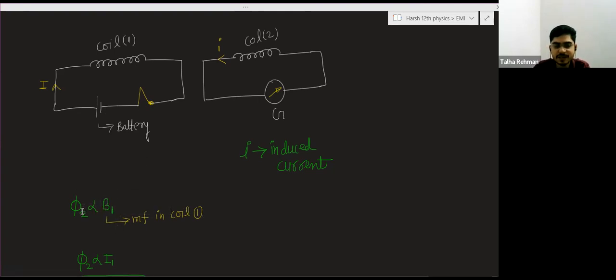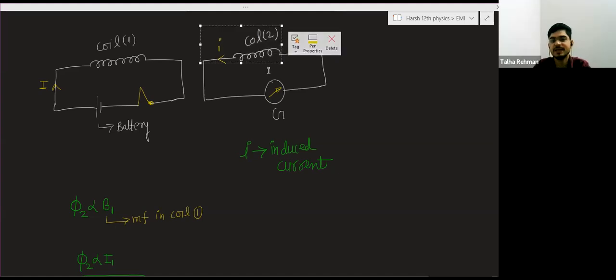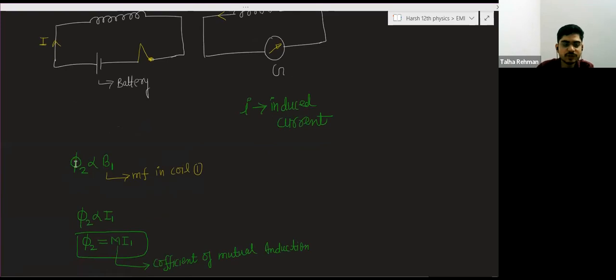And if the magnetic field is increasing in coil 1, this magnetic field will be here also. Magnetic field lines due to this coil will be here also. So as the magnetic field is increasing, the magnetic flux in the second coil will also increase. Okay, so phi 2 is the magnetic flux in coil 2.